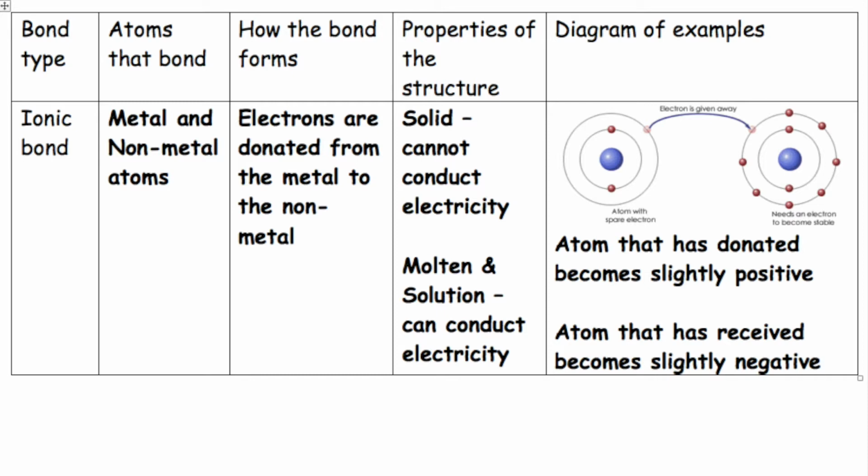Solids cannot conduct electricity because the ions cannot move. If you would like an ionic compound to conduct electricity, it must be in two forms, either molten, which means it's been heated up and now becomes slightly liquid, or dissolved in water as a solution. These are the only two occasions on which ionic compounds can conduct electricity. If you look at the diagram, you can see how this bond forms.